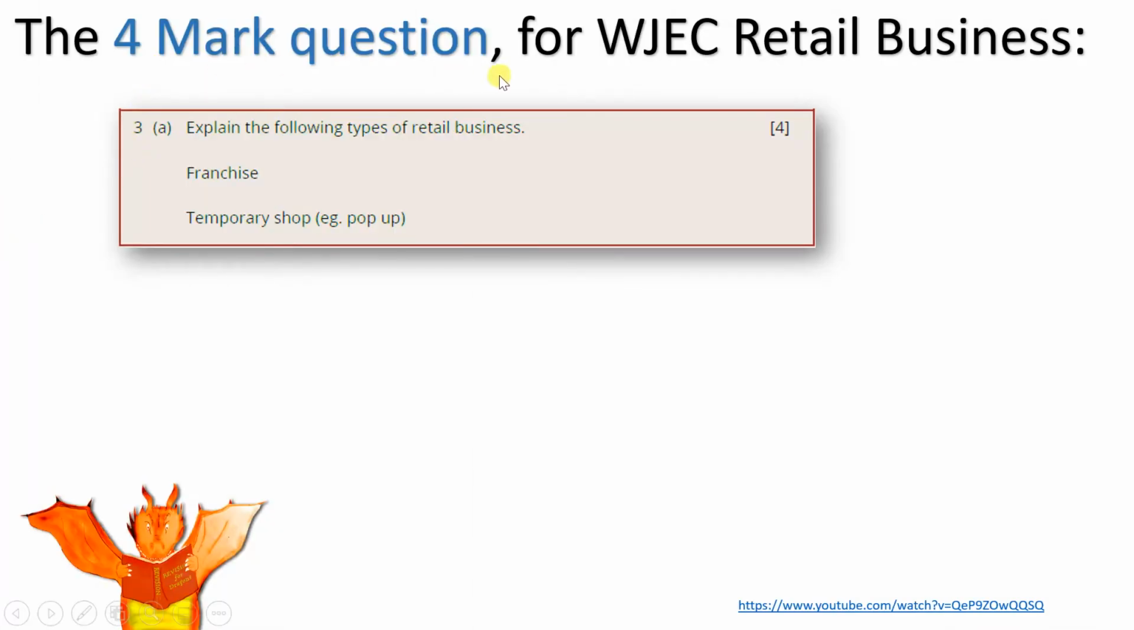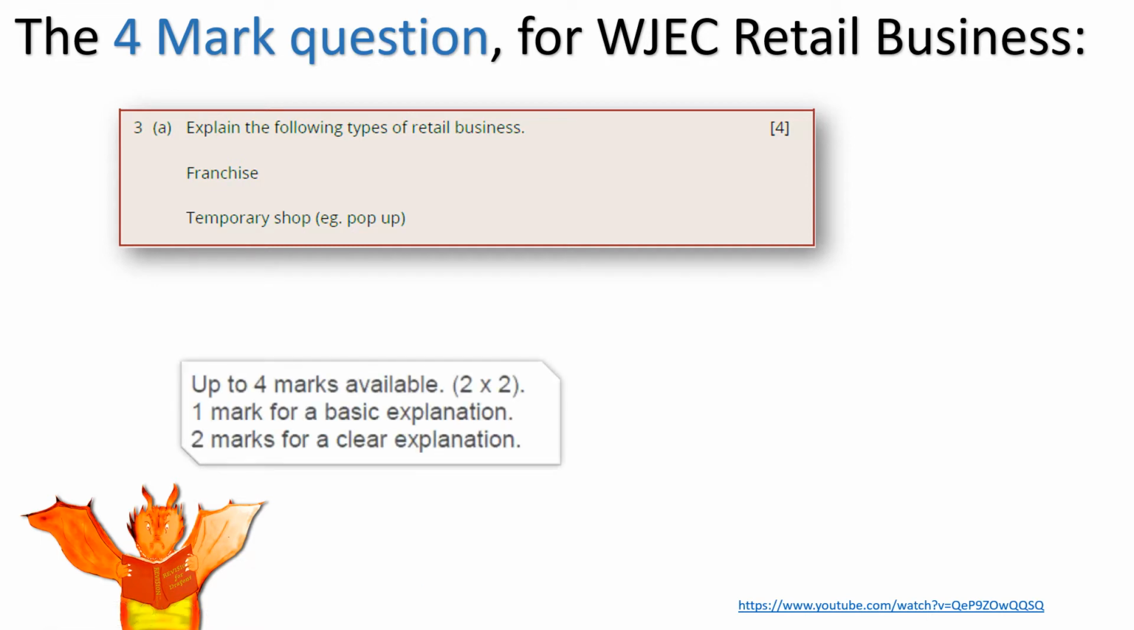The 4-mark question. Explain the following types of retail business: franchise and a temporary shop, the pop-up shop. Well, as this is a revision question, the good news is there's lots of structure going to come into this video to show you how we can put the question together. So first of all, here is a tip from the exam board about how to approach 4-mark questions.